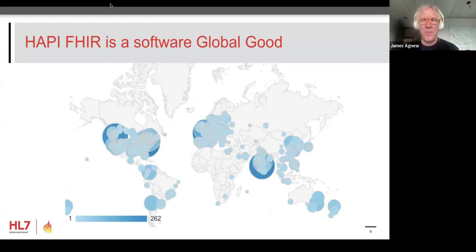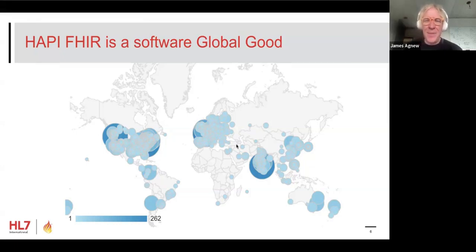And of course, the bigger circles mean more hits and the smaller circles mean fewer hits. But this is a yearly snapshot, and I think this was taken two or three years ago. I need to do a new one of these, but this represents where people are looking at our developer documentation, which I think ultimately means where people are using HAPI and ultimately where people are using FHIR. And as you can see here, lots of activity around the world in terms of FHIR.